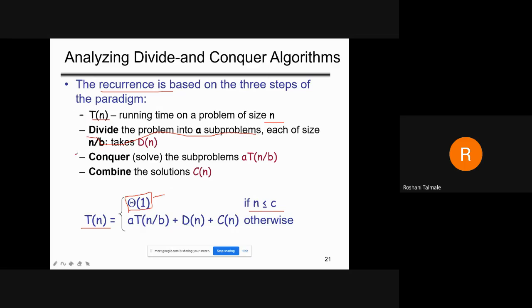Each of size n by b, taking D of n time. D stands for divide and it is a function of n. So divide the problem into alpha subproblems. आपको एक problem multiple problems में divide करना है, तो आपको कितना time लगेगा? This is D of n. सिर्फ divide के लिए बोल रही. फिर आपको conquer करना है. Conquer का मतलब होता है again it is divided into the multiple problems.